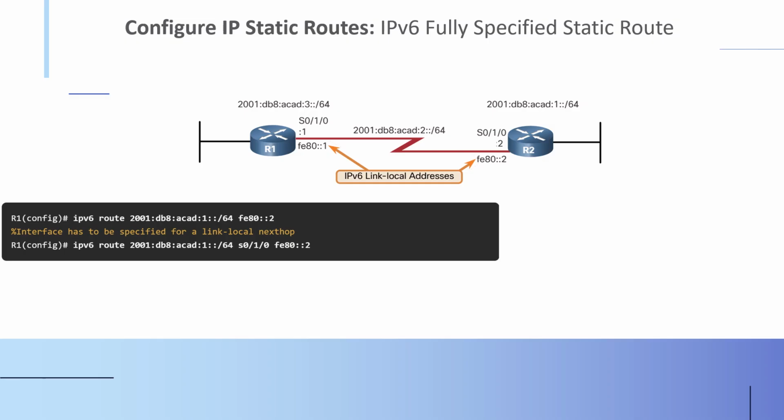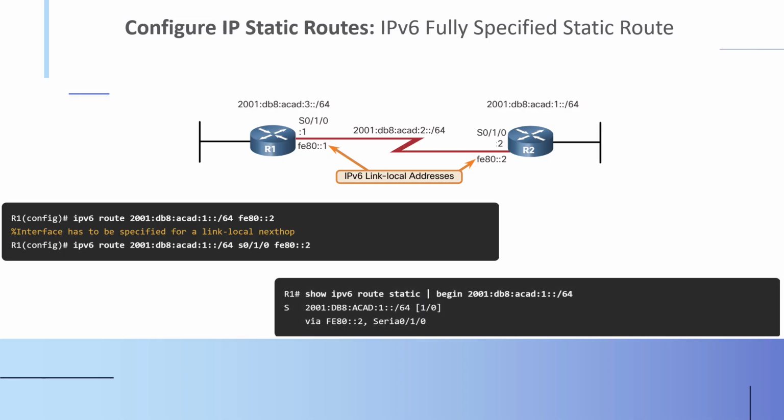The reason a fully specified static route must be used is because IPv6 link-local addresses are not contained in the IPv6 routing table, and link-local addresses are only unique on a given link or network. The next hop link-local address may be a valid address on multiple networks connected to the router. Therefore, it is necessary that the exit interface be included during configuration.